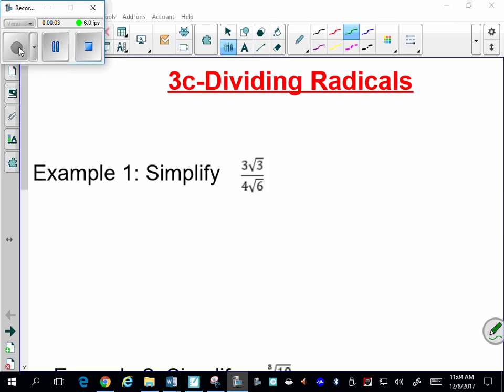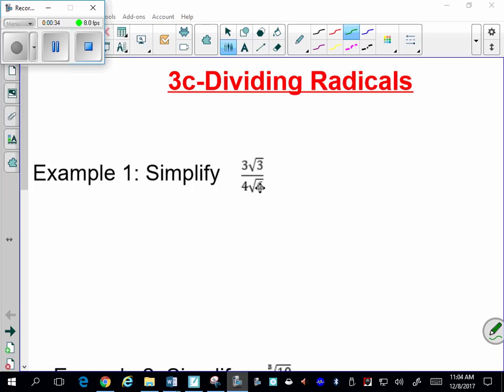3C is dividing radicals. For example 1, we're going to simplify 3 square root of 3 over 4 square root of 6. The reason why we have to do anything with this is the denominator has a square root in it. Anytime you have a radical in the denominator, it's not simplified. So we need to move this square root elsewhere in the problem to rationalize. It's called rationalizing the denominator. Right now the square root of 6, that's an irrational number, so we need to rationalize it.